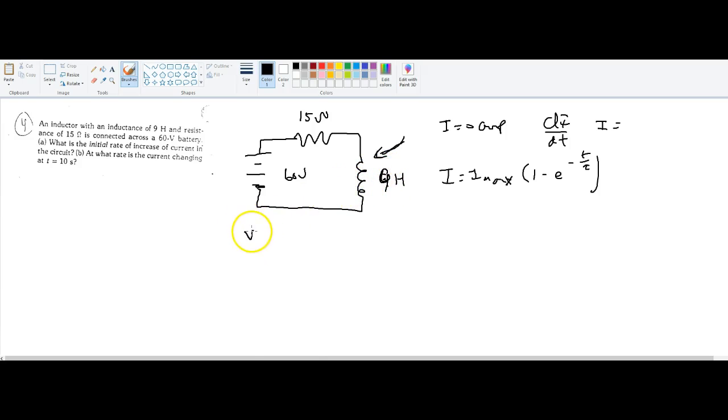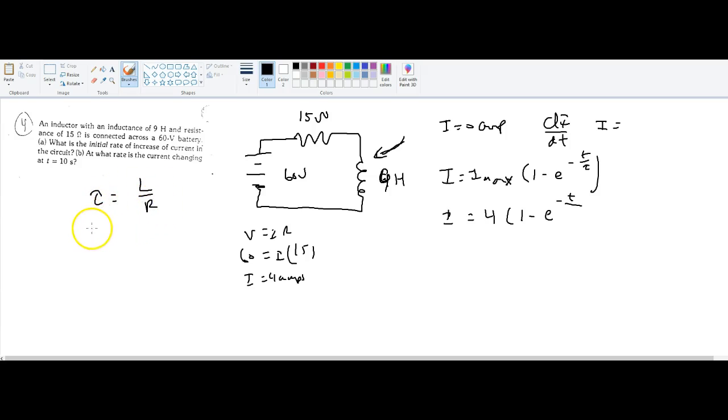So therefore, I go V equals IR. My voltage is going to remain 60. My current, I don't know, but my resistance is 15, and this thing's doing nothing at the end. So therefore, my current would be 4 amps. And so my new formula becomes I equals 4 times (1 minus e to the negative t over, oh, I need my time constant. The time constant for LR circuits is L over R. Man, I hope I'm right. Yeah, I'm right.